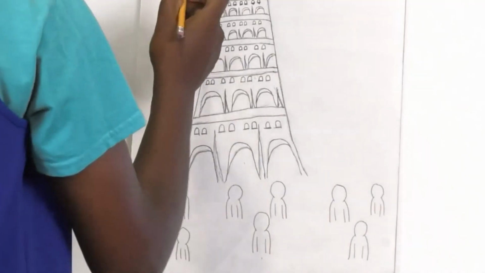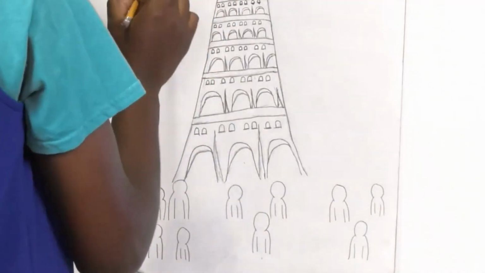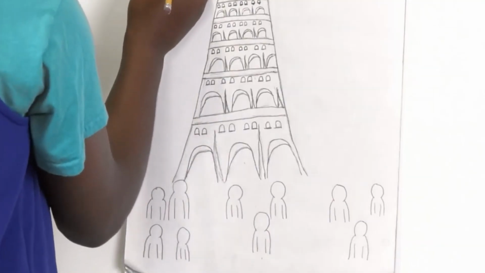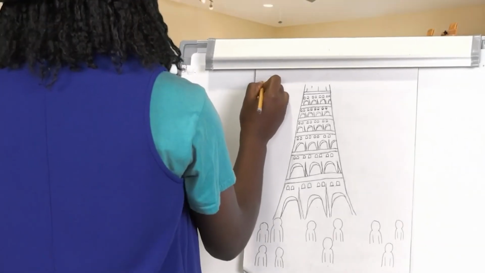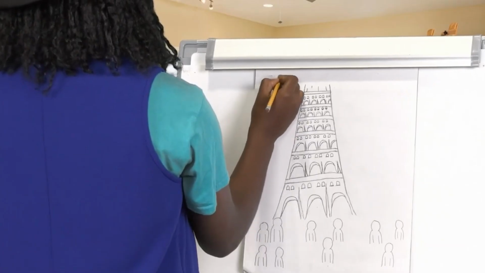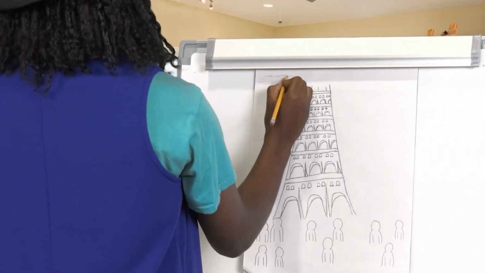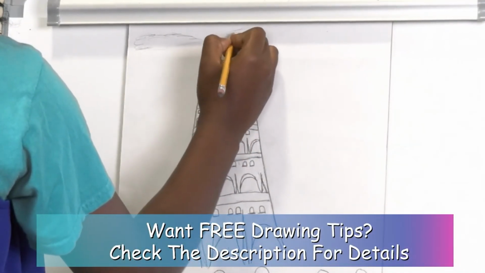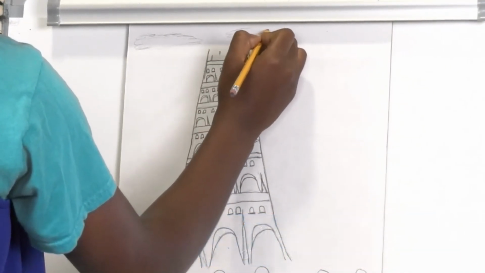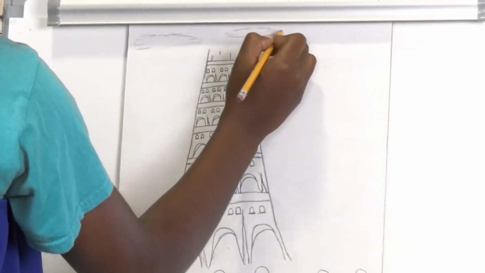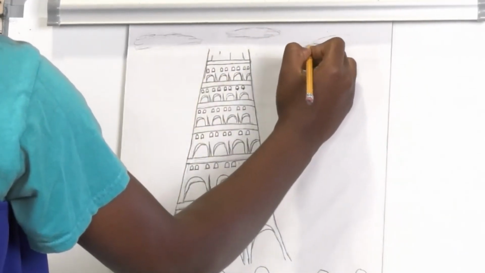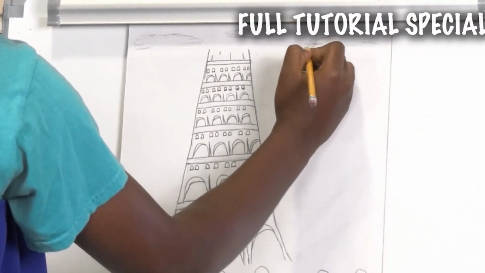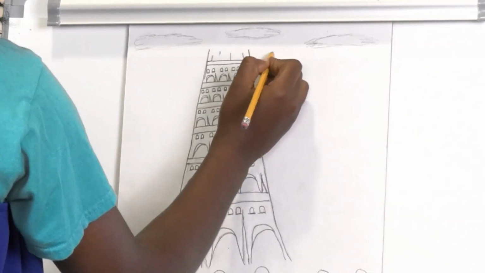Okay? Now for the clouds, we're going to do our little fluffy kind of motion up here, okay? To represent the clouds. So we're just going to do a kind of rough, thin cloud. Not too defined. Okay? One at the very top. One here. It's like a rough cloud, okay? Here.